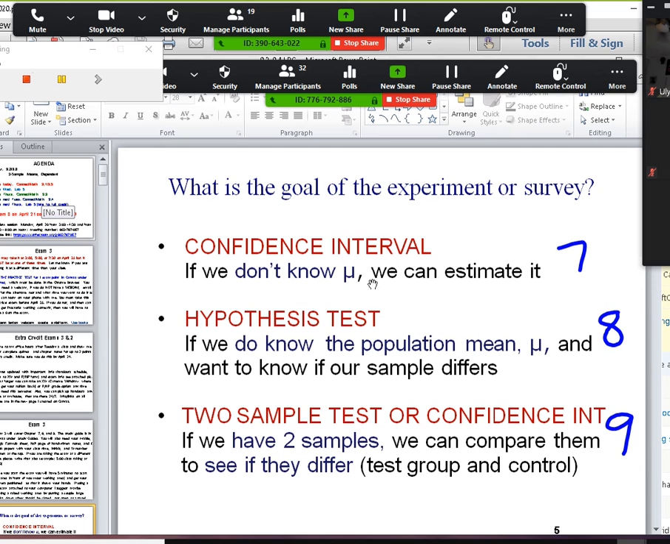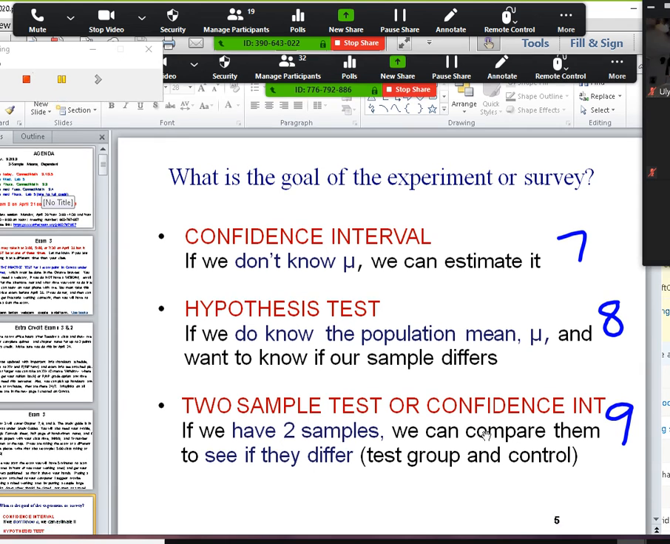If we don't know the mean, we can estimate it. That's chapter 7 stuff. Or if we do know the population mean, but we have our own population, we want to see if our population differs from everybody else. So we take a sample of our population, compare that to the general population, that's chapter 8. And then in chapter 9, we're taking 2 different populations and we're comparing them. You know, like left hands to right hands, or boys to girls, or something like that. Or like we had large nursing homes versus small nursing homes.